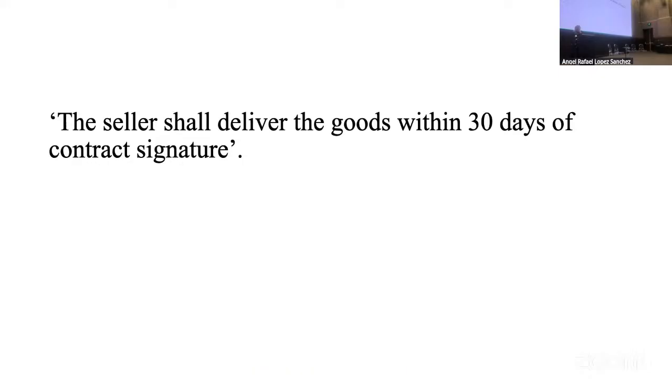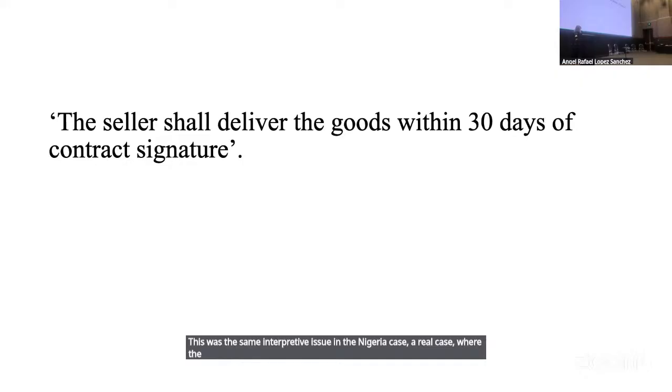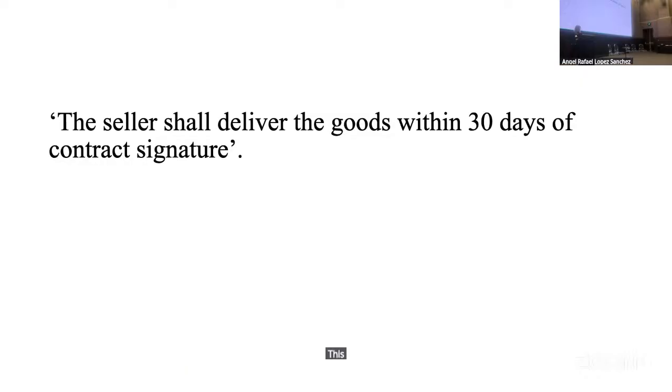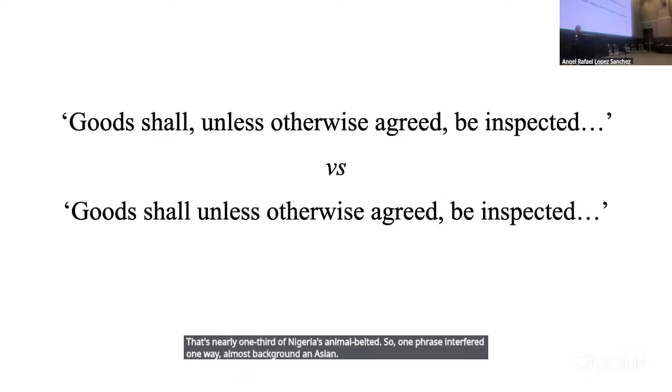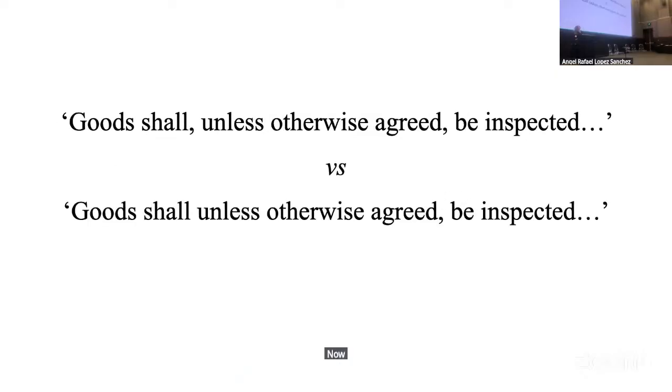This was the same interpretative issue in the Nigeria case, a real case, where the court found that the correct interpretation was actually exactly at 30 days. This interpretation cost Nigeria almost 11 billion. That's nearly 1/3 of Nigeria's annual budget. So one phrase interpreted one way almost bankrupted a nation. Now let's see our second example.